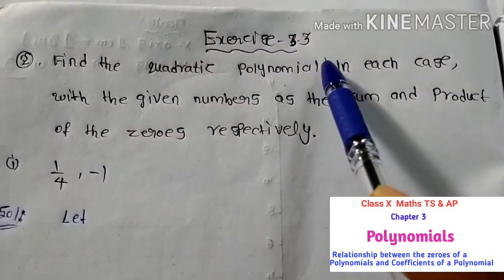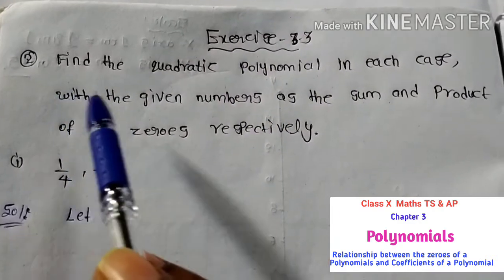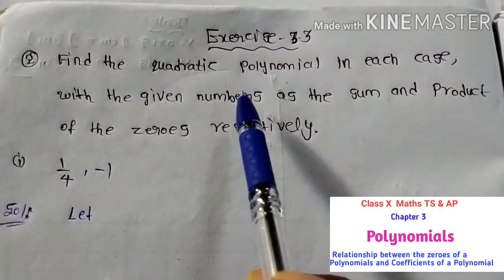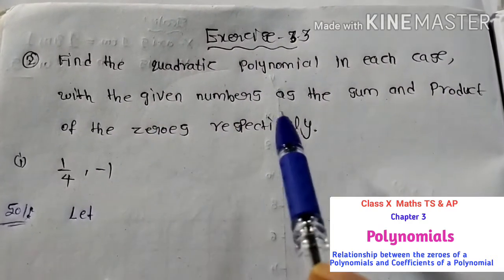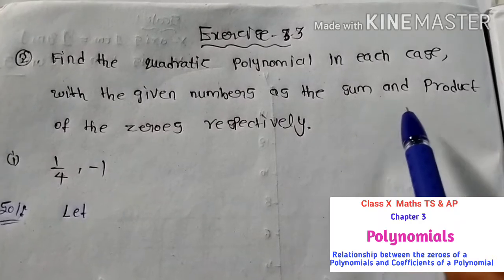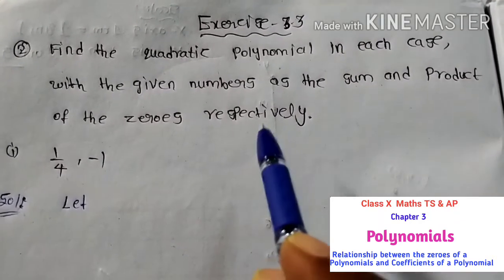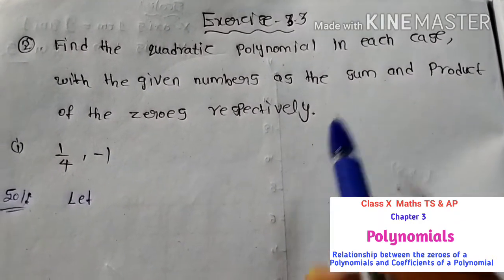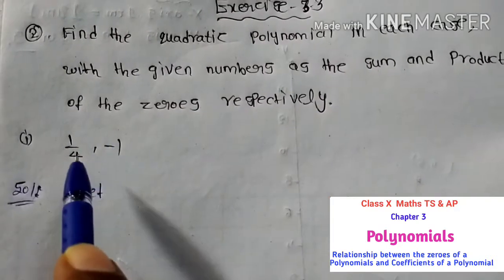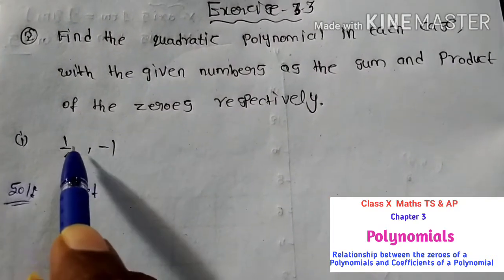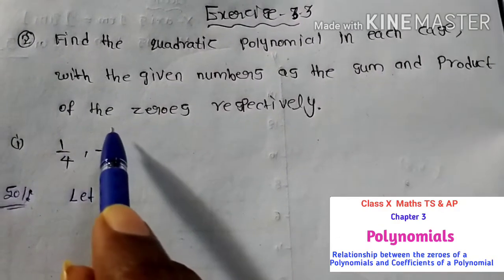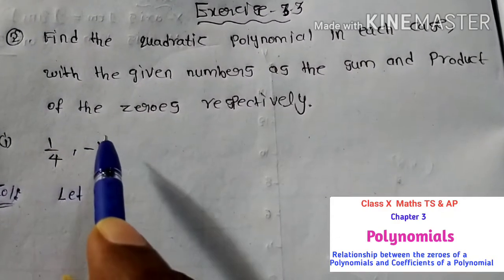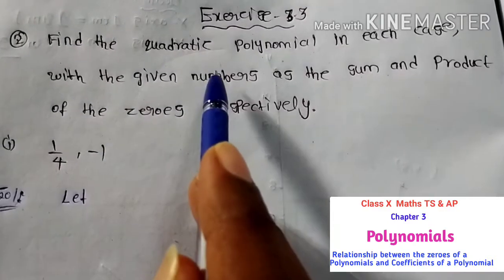Exercise 3.3, second question. Find the quadratic polynomial in each case with the given numbers as the sum and product of the zeros respectively. Here they have given in the question: sum of the zeros is equal to 1 by 4. Product of the zeros is equal to -1. We need to find the quadratic polynomial.